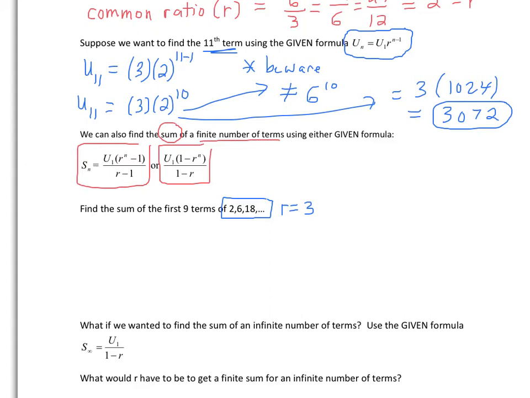So back to this, we're trying to find the sum of the first 9 terms, so we write this as s sub 9. Let's use this first formula here. So we need our first term, which is 2.